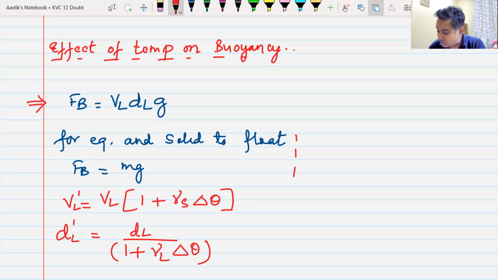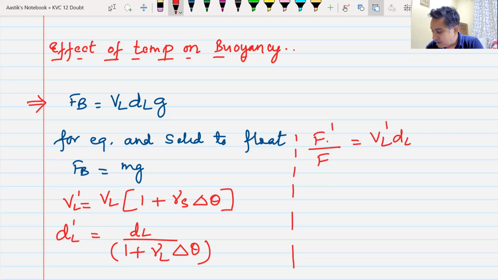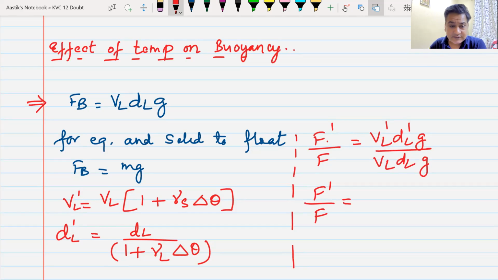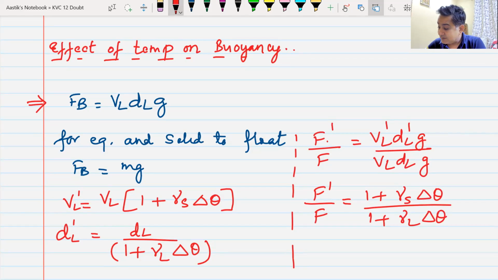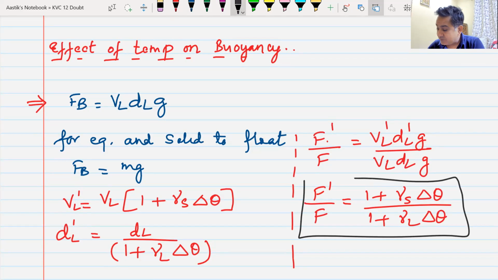And how much does the buoyant force change? If I say the new buoyant force is F dash, the original buoyant force is F. The original buoyant force is given by V_L d_L into g. The new buoyant force is given by V_L dash d_L dash into g divided by V_L into d_L into g. If I do this, I will get this formula, and remember this formula. This is the effect of temperature on buoyant force.